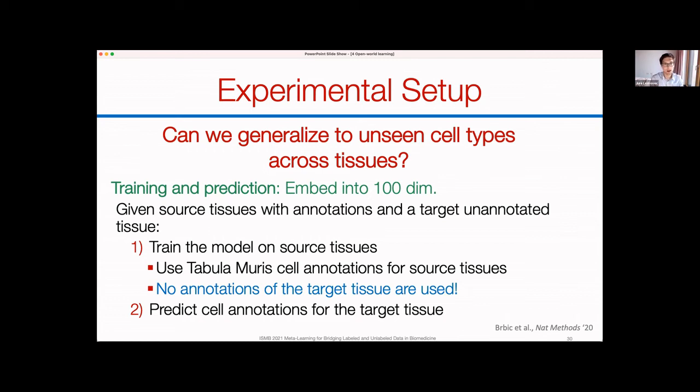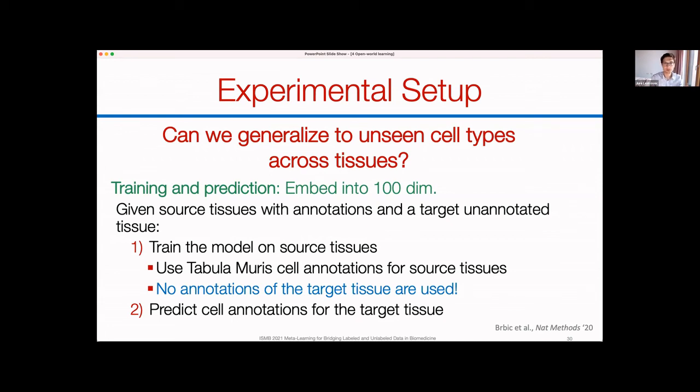And then given source tissues with annotations and a target unannotated tissue, we'd like to do the following. We would like to train the model on these annotated source tissues, where we use Tabula Muris cell annotations, let's say on heart and lung, where people have already annotated the cell types. We'd like to use this data to learn how to generalize to a new cell type that we haven't yet seen, that is unannotated, right? So the point is that during training time, we can use cell annotations from a given set of tissues, and then we would like the model to work and identify cell types on a brand new tissue that we never saw during training. So that's the task.